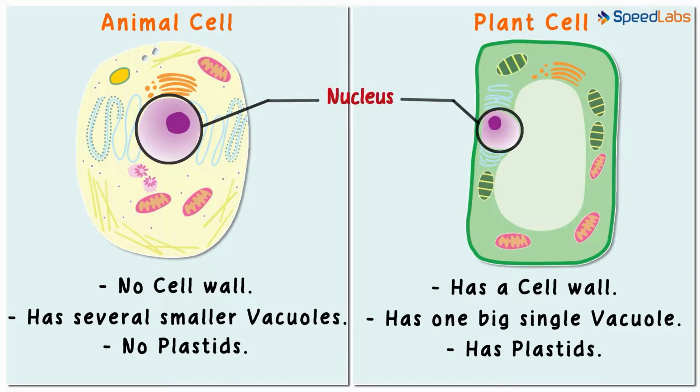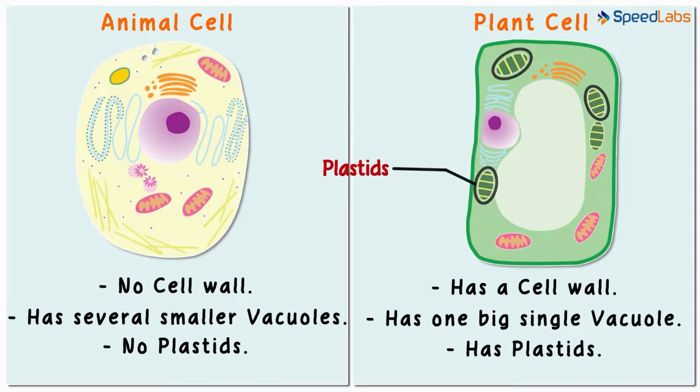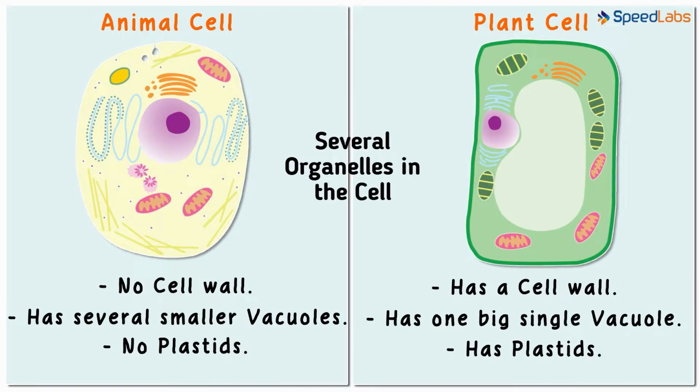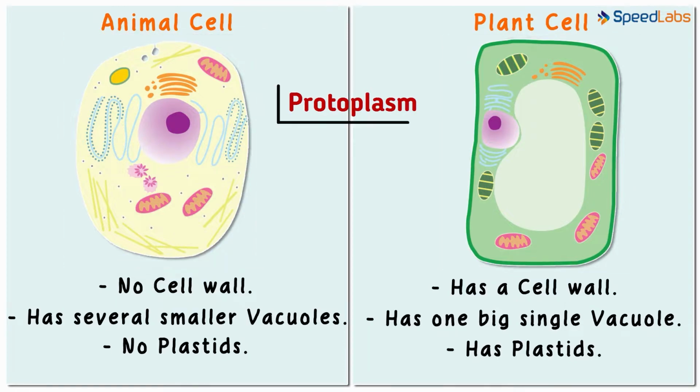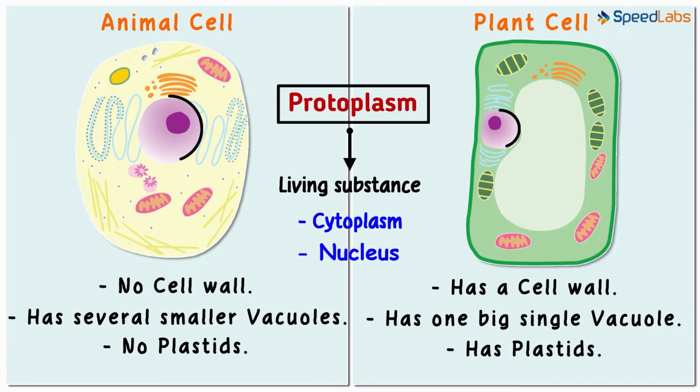Apart from the nucleus, vacuoles, and plastids, there are several other organelles in the cell. You will study them in our other videos. The entire content of a living cell is called protoplasm. What is protoplasm then? Protoplasm is the living substance of the cell. It includes the cytoplasm and the nucleus.